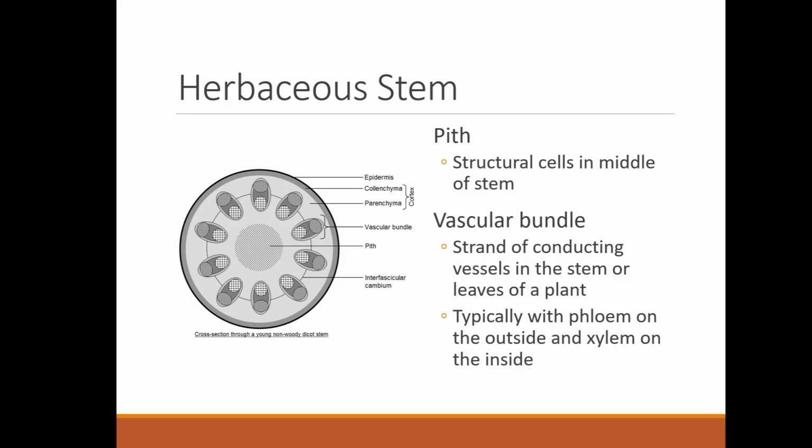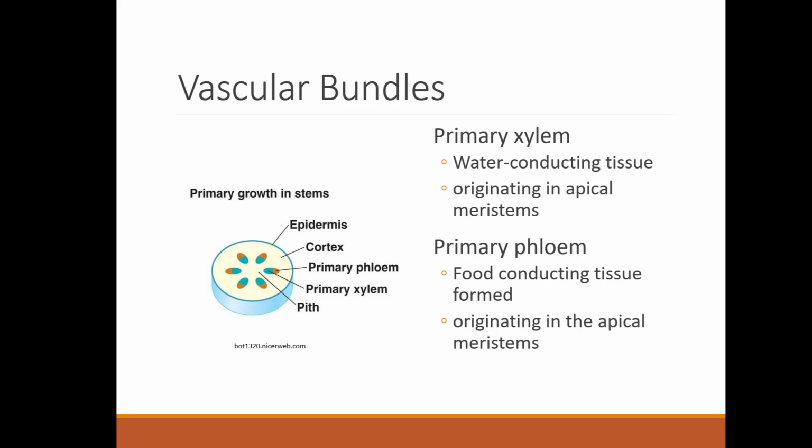Vascular bundles contain the conducting vessels in the stem or leaves of the plant. This is typically with phloem on the outside, xylem on the inside, and we'll talk about what those are in a second here. So primary xylem is the water conducting tissue. This originates in the apical meristems, both in the roots and in the shoots. And primary phloem, this is the food conducting tissue, and this is where it's formed, and it's also originating at the apical meristems.